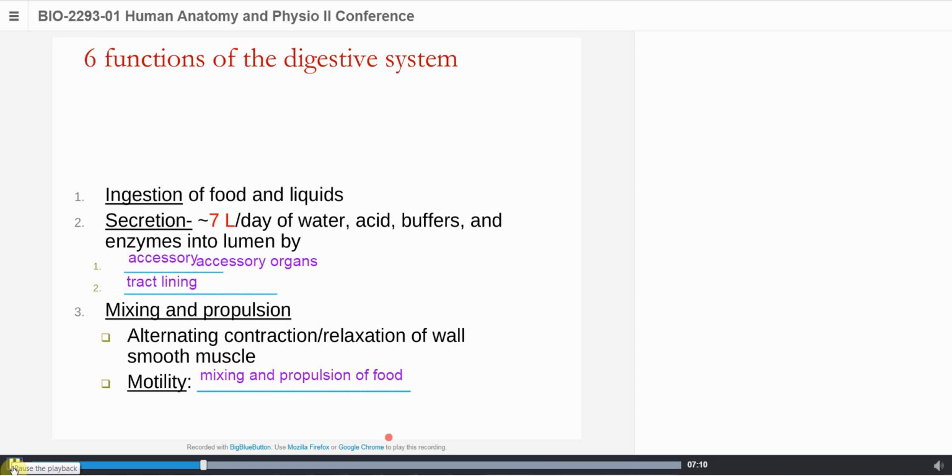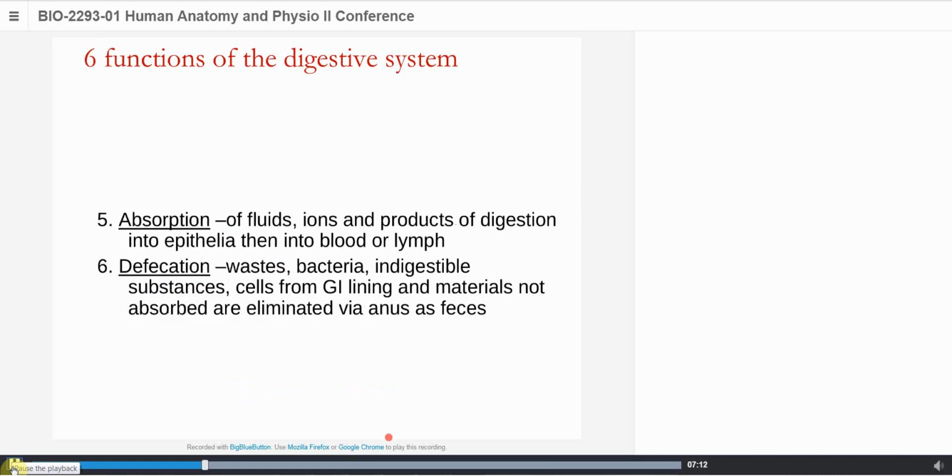Okay, so those are 1, 2, and 3. And number 4 is missing. So let's go ahead and add number 4. So 1, 2, and 3 were ingestion, secretion, and then mixing and propulsion. 5 and 6 are absorption, defecation. What are we missing? I have an important function. Digestion. Kind of important.